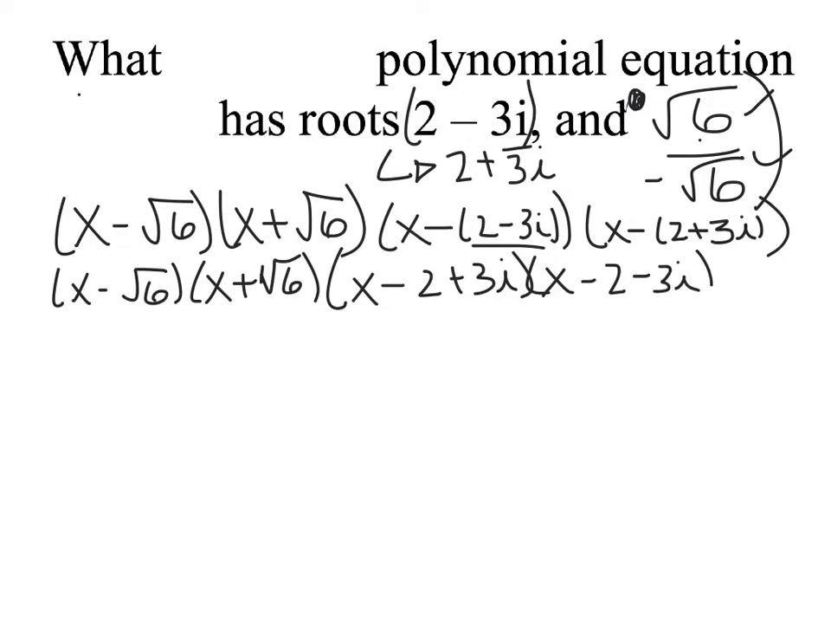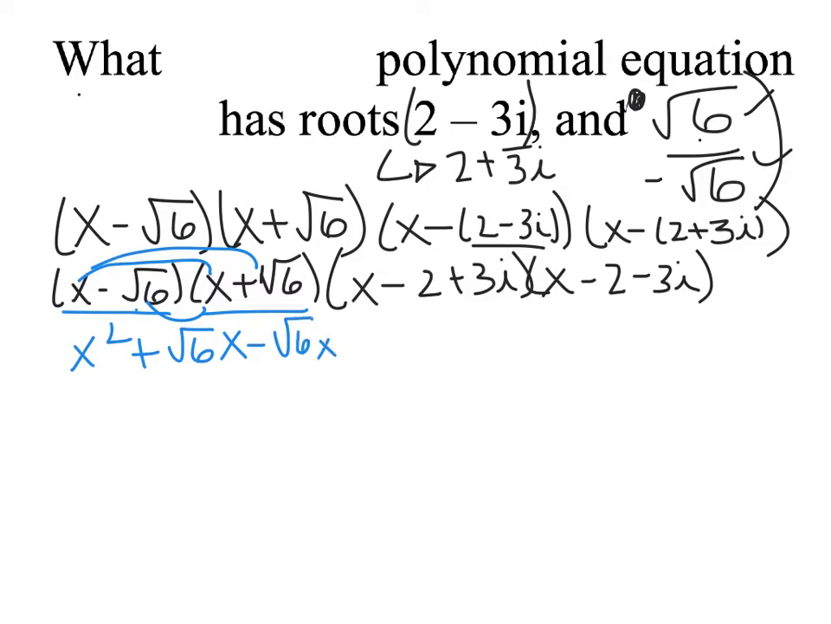All right, so first we're going to multiply together our x minus square root of 6 and our x plus square root of 6. So x times x is x squared. x times square root of 6 is going to be plus square root of 6x, and then minus square root of 6x. And then minus square root of 6 times square root of 6 is a 6. And then I'm just going to bring down my x minus 2 plus 3i and my x minus 2 minus 3i.